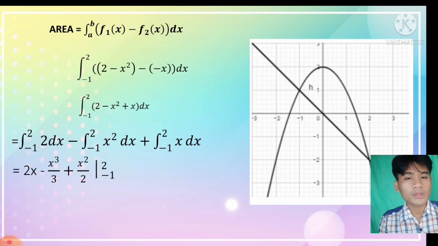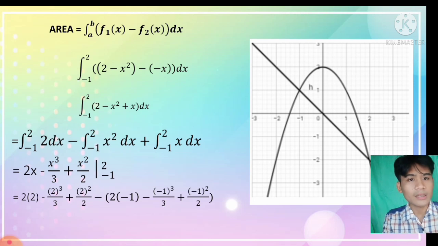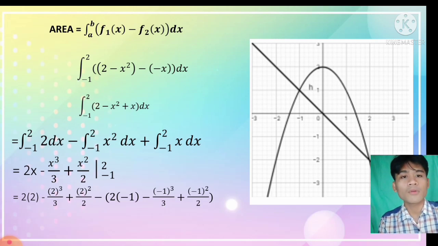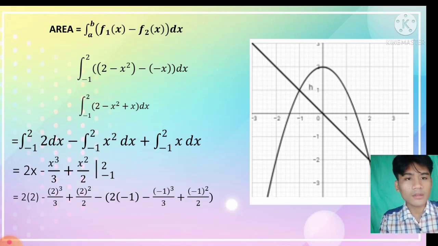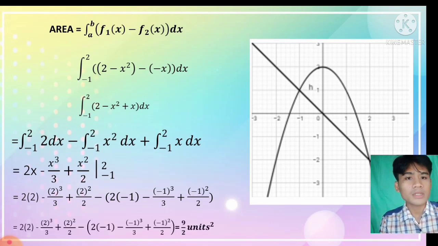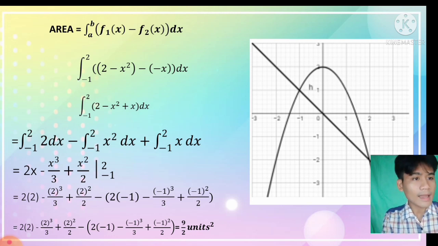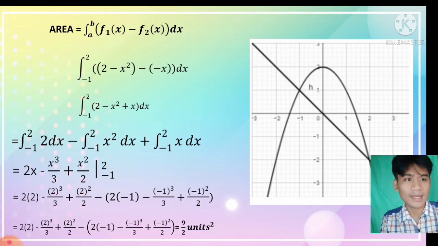So we came up with 2x minus x cubed all over 3 plus x squared all over 2 from negative 1 to 2. And by that, we just substitute negative 1 and positive 2 to our values. So we came up with 2 multiplied by 2 minus 2 cubed all over 3 plus 2 squared all over 2, minus the quantity of 2 multiplied by negative 1 minus negative 1 cubed all over 3 plus negative 1 squared all over 2. And if we simplify that, we came up with 9 all over 2 units squared as the area between the parabola y is equal to 2 minus x squared and the line y is equal to negative x.